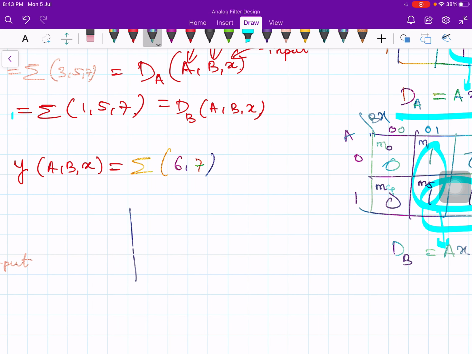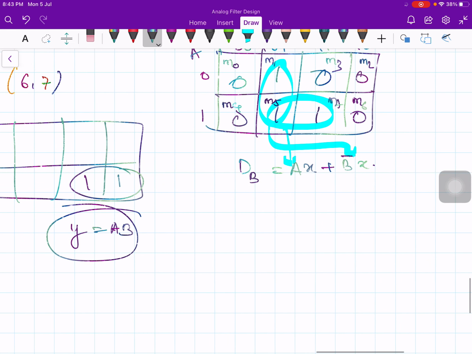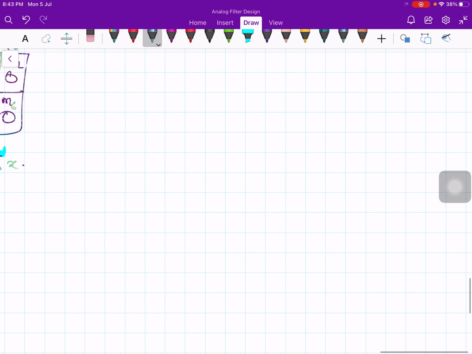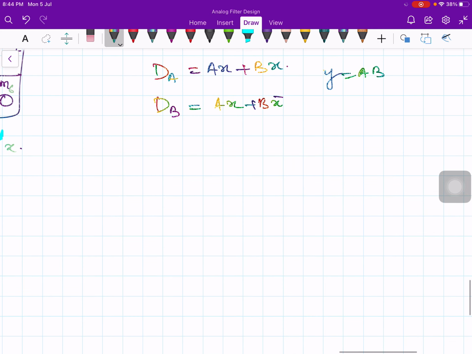And similarly, you can construct for 6 and 7. Okay, so 6 and 7 means this 1, 1. If you group these two, then your Y is AB. That's it. So I got three equations and two flip-flops. Now it's very straightforward to draw the circuit diagram. So let me summarize the equations here. DA is AX plus BX, DB is AX plus B bar X, and Y is AB. That's it.